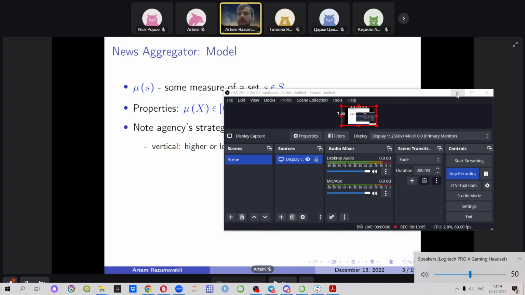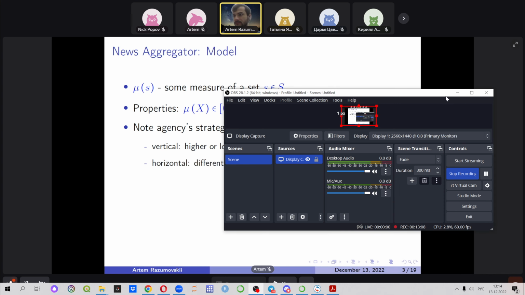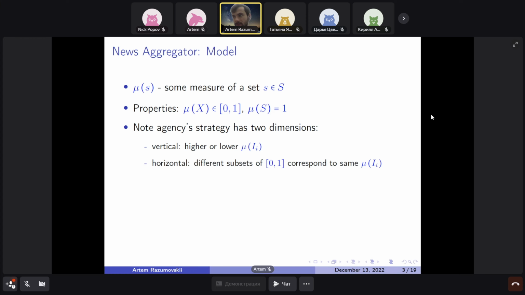Then we have two choices of agency strategies. Firstly, they need to pick the number of topics which will be with high quality, so that they'll give you some level of quality. And then the agency can pick the exact topics from which you will construct your level of quality.